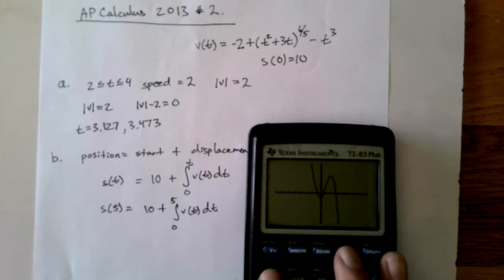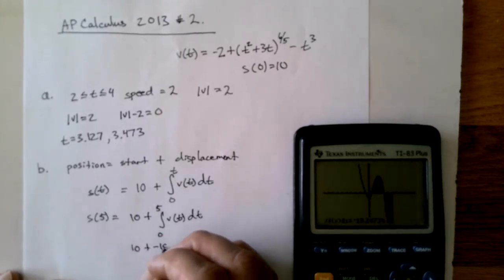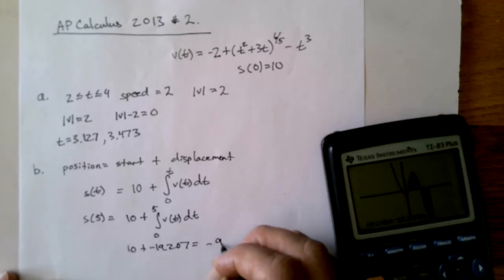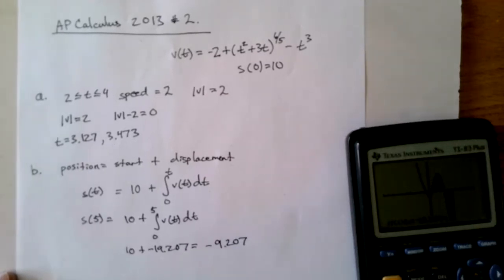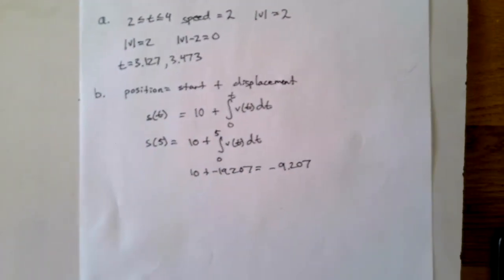And I'm going to go second calculate number 7 from 0 to 5. I'll go ahead and do that really cool thing that we like to see it do. It gives me negative 19.207. So 10 plus negative 19.207, and that's equal to negative 9.207. That's the position at time 5. So you can see that.